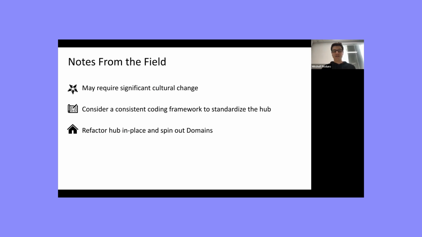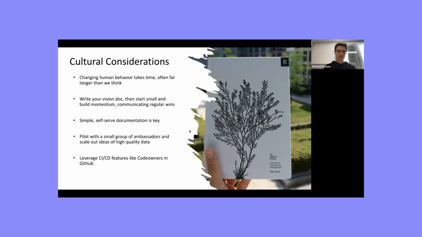One is that this may require significant cultural change. The second is that you may want to consider a consistent coding framework to standardize your hub. You also may want to refactor the hub in place and then spin out your domains as opposed to trying to create something from scratch before rewrite. We're going to go into these in a little bit more detail each. So the first one, cultural considerations. First thing that I learned is that changing human behavior takes time, and it often takes far longer than we think.